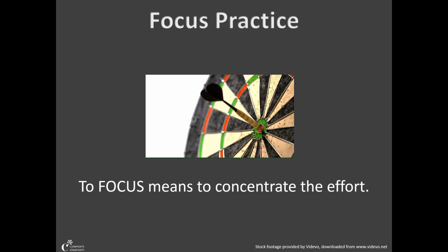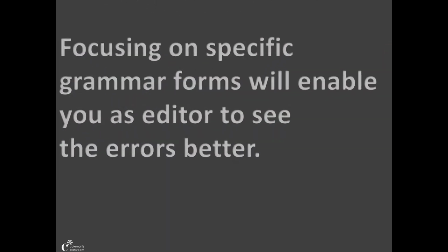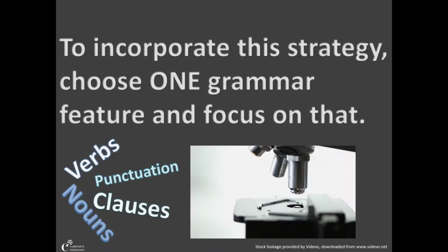This strategy specifically addresses the second reason for grammar error, lack of recognition. The grammar edits in Editing Academic Text are set up to enable you to focus. Focusing on specific grammar forms will enable you, as the editor, to see those errors better. In your own text, you can focus as well. How exactly do we do that?